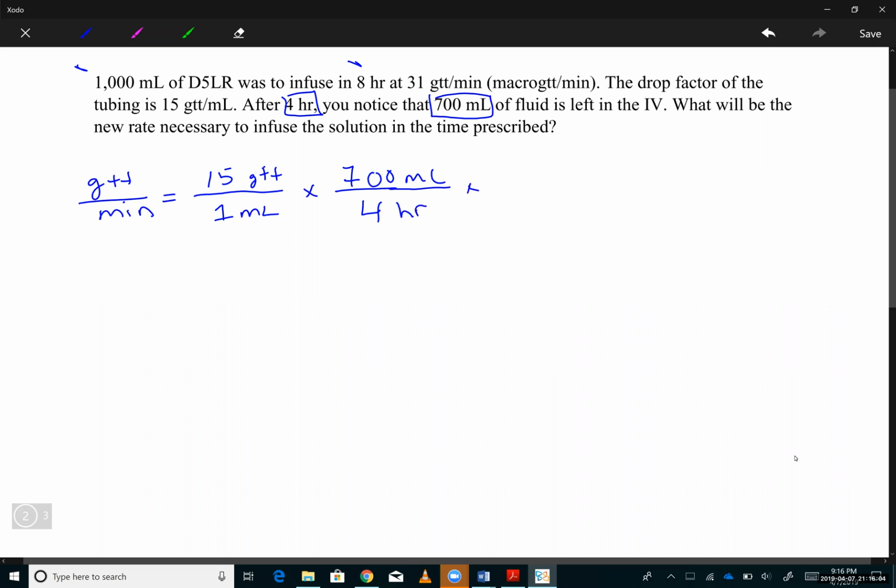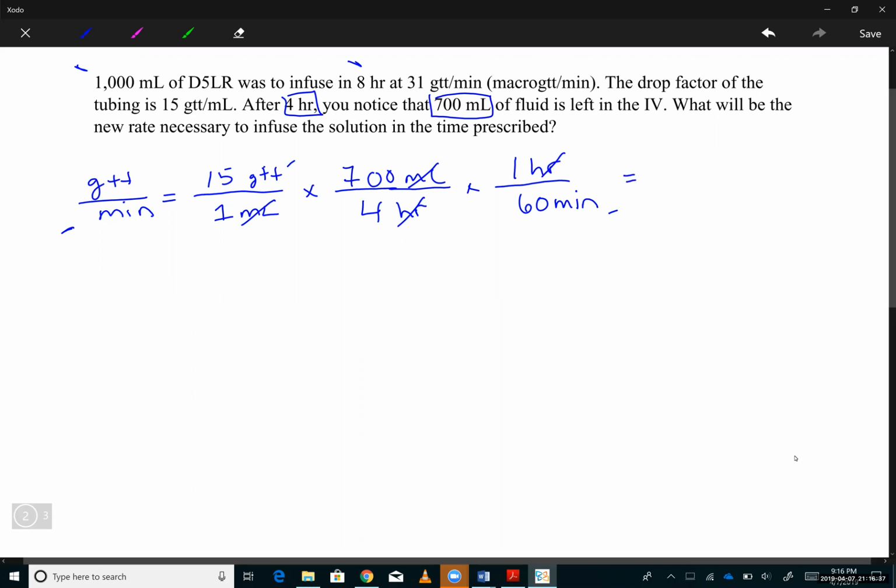Now our answer is supposed to have minutes, so we need to put a conversion factor. Hours must be in the numerator. So we have 1 hour is equal to 60 minutes. We're going to cross out the repeating labels. We've got hours here and hours here, milliliters here and milliliters here, and we are left with drops per minute, which is perfect. That's where you need to be. We are set up correctly.